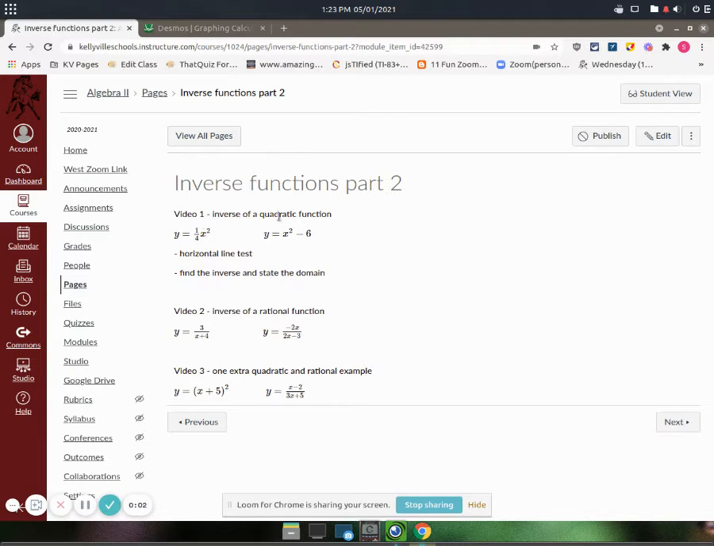All right, so inverse functions part two. We're going to find the inverse of a couple of quadratic functions here. Last time we found the inverse of square root functions, and the answer was a quadratic. So here, if I'm finding the inverse of a quadratic function, I'm probably going to get a square root as my answer. All right, we're going to find the inverse and we're going to state the domain.